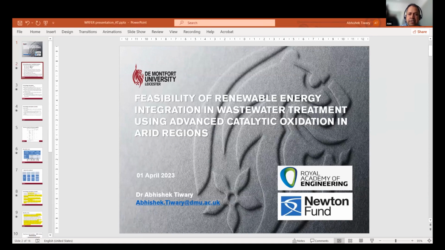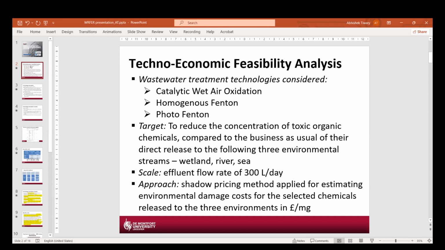If I take it to the next screen, there were three different aspects of this technique which are commonly used: the catalytic wet air oxidation, the homogeneous Fenton, and photo-Fenton. The definition of Fenton is it has some iron compounds as a catalyst. That's why it's considered a Fenton. And photo-Fenton is because it has a UV treatment to accelerate the process. Some of the details provided for the process set the scenarios. And then we wanted to consider saving of the wastewater, which was otherwise being dumped into either a wetland, river, or sea, so that we have equivalent costs for those treatments.